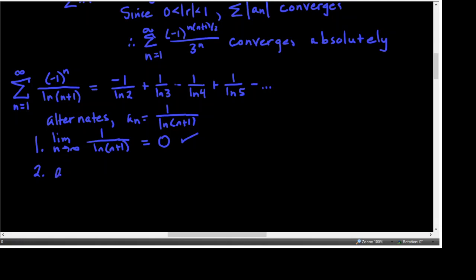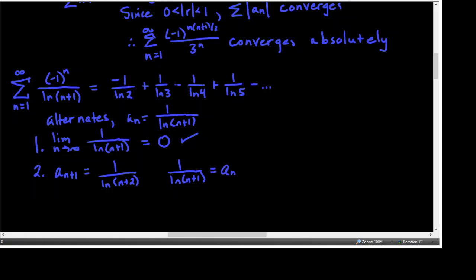A sub n plus 1, which is 1 over natural log of n plus 1 plus 1, or in other words, n plus 2. I'm substituting n plus 1 in for each n. And I want to compare that to our a sub n expression. Is that, which is of course a sub n.